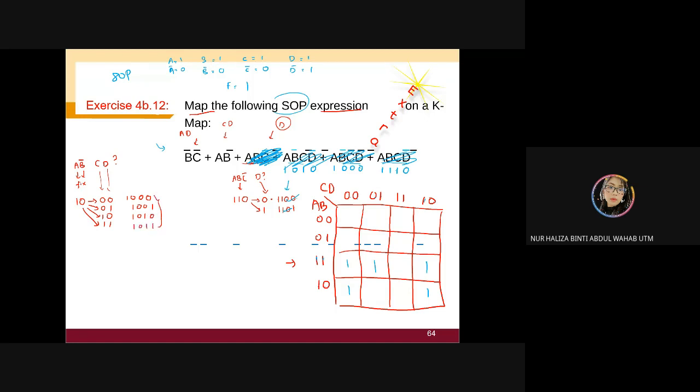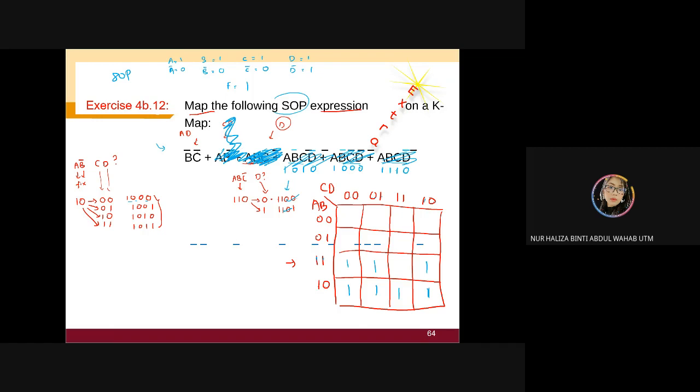I'm done for this part, but I still need to map to my K-map. 1, 0, 0, 0. It is 1. It's already here. 1, 0, 0, 1. Here will be 1. 1, 0, 1, 0. It will be 1 already here. 1, 0, 1, 1. Going to map it as a 1. So I'm also done for this.